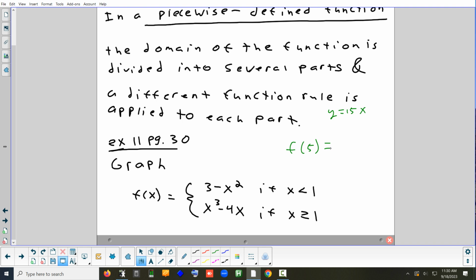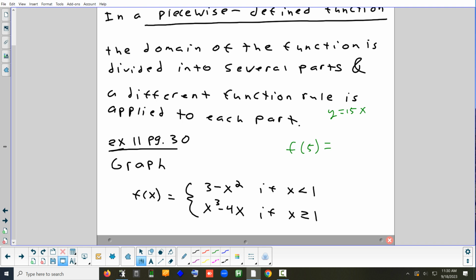Yeah. Would it be the bottom formula? Right. Why the bottom one? Because 5 is bigger than 1. Right. The condition to use the bottom formula is if you have a number greater than or equal to 1, use the bottom formula. If you have a number less than 1, use the top formula.